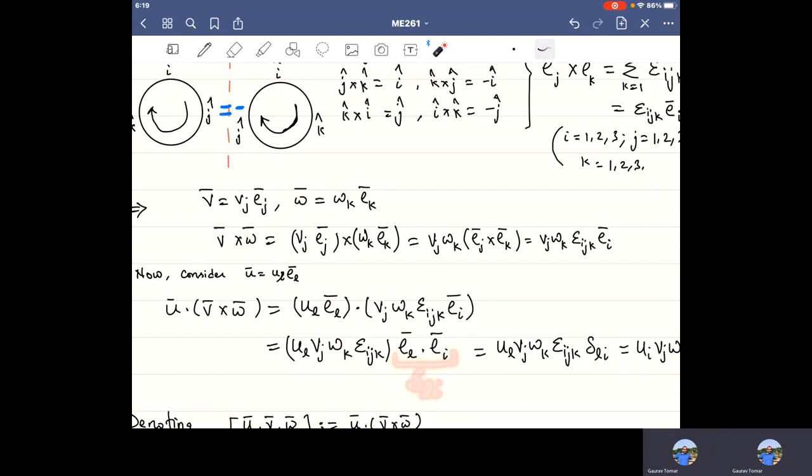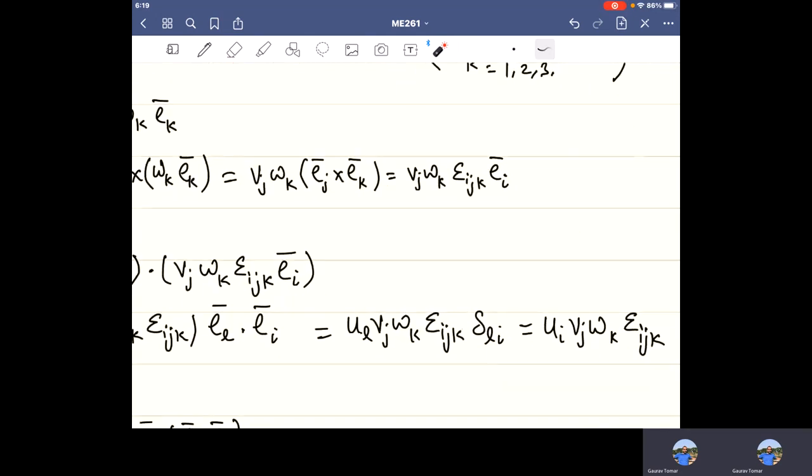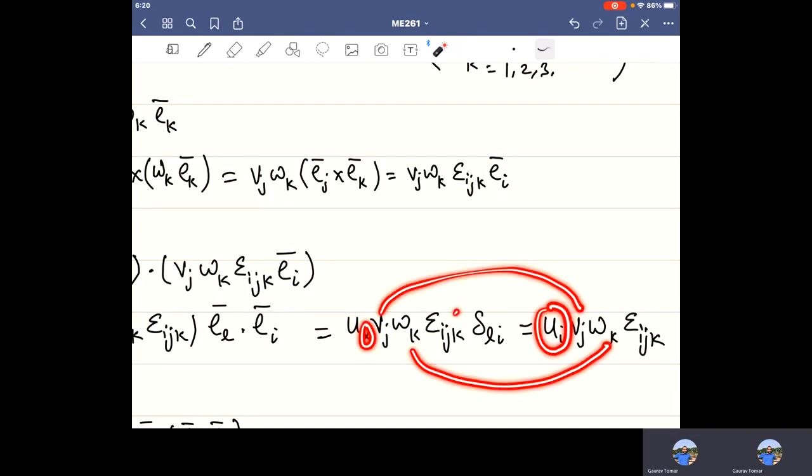Now we expand. Because we take the value L and replace it with I everywhere, we reduce this expression so that L is transferred to I, and this becomes I. So this is u_i v_j w_k epsilon_ijk. So you get this final scalar.